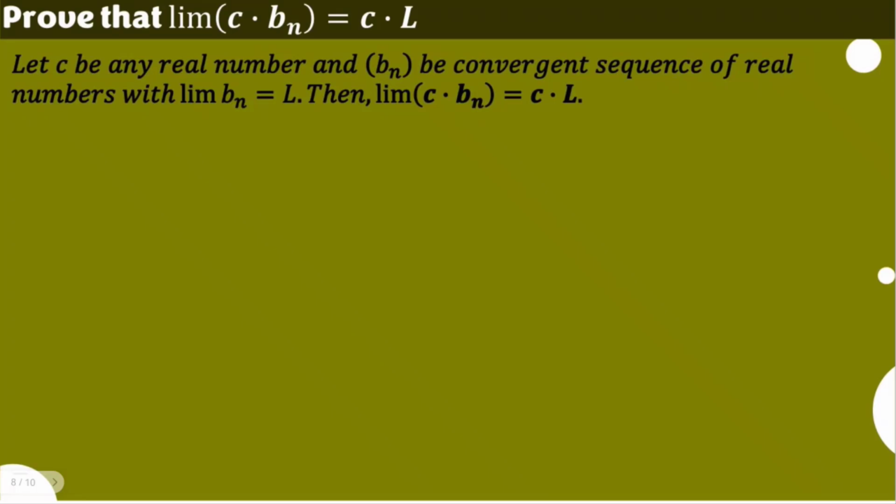So here's the statement. Let c be any real number and b sub n be a convergent sequence of real numbers with the limit of b sub n equal to L. Then we are going to show that the limit again of the product of constant c and b sub n is equal to the product of the same c times the limit of b sub n, which is L.